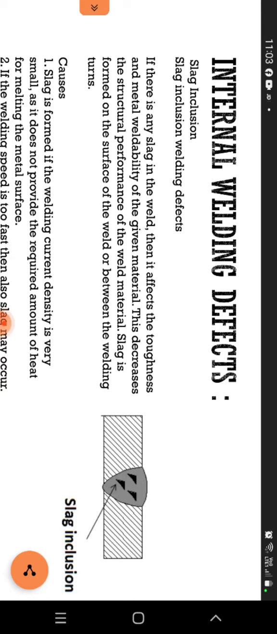Internal welding defects: slag inclusion welding defects. If there is any slag in the weld, then it affects the tightness and weldability of the given material. This decreases the structural performance of the weld material. Slag is formed on the surface of the weld or between the welding runs.